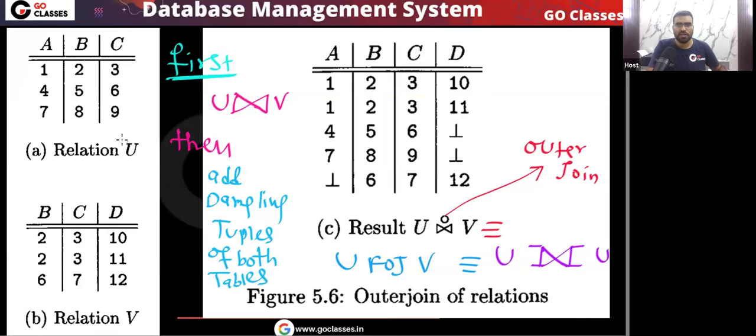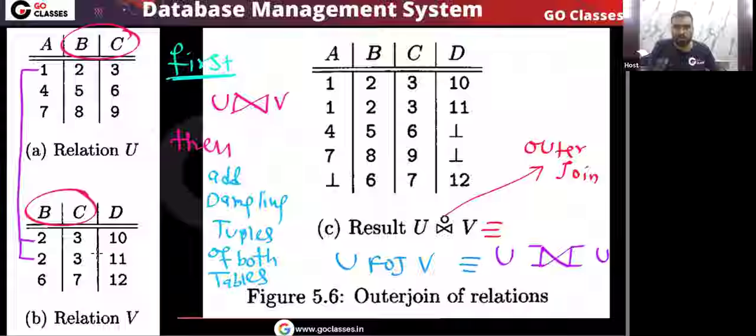First of all, let's do the natural join. In the natural join, these are the common attributes, BC, BC. So you can see 2, 3 and 2, 3 will match. This tuple will match with this one also, and this one also. So you get 1, 2, 3, 10 and 1, 2, 3, 11. These two tuples you will get. Now this 5, 6 will not match with anyone. Next, this 8, 9 will not match with anyone.